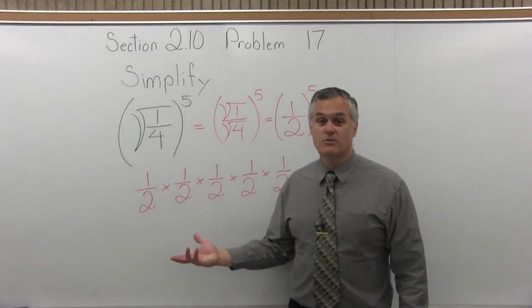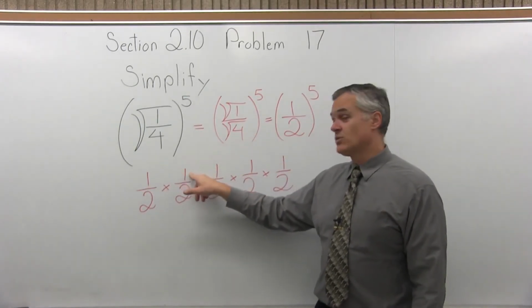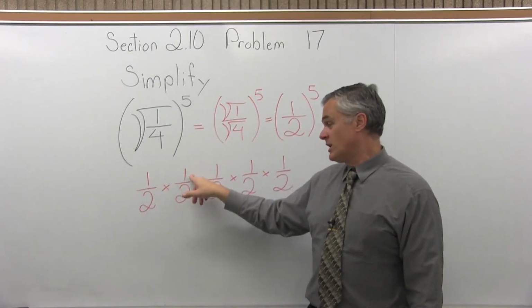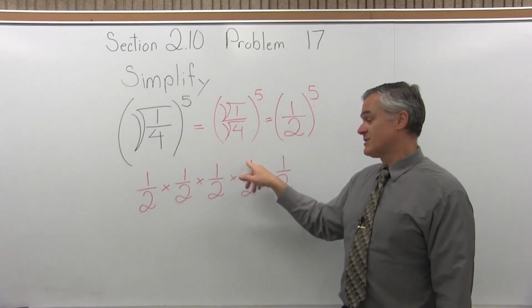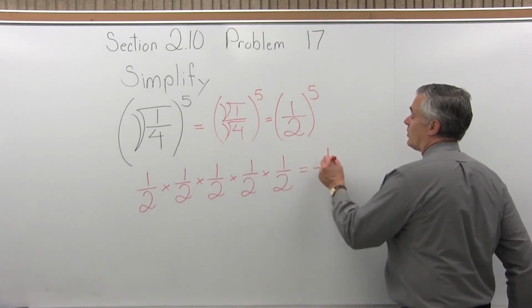So to multiply these 1/2s together, multiply across the numerators. So 1 times 1 times 1 times 1 times 1. So it's going to come out to 1. 1 times 1 is 1, times another 1 is still 1, times the fourth one is still 1, times the last one is still 1. So the numerator is 1.